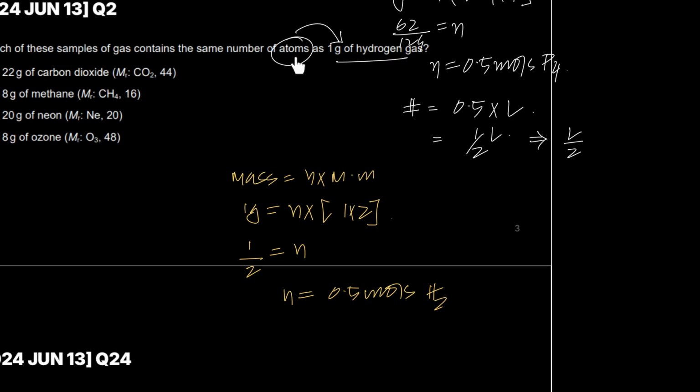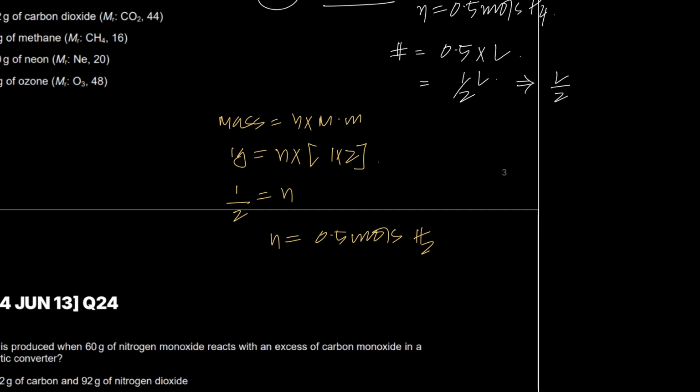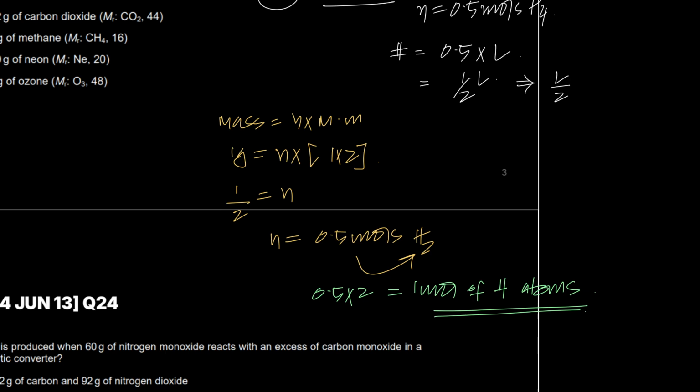Do I need the moles of hydrogen gas, the moles of molecules? If I multiplied this with the Avogadro's constant, I would get the number of hydrogen molecules. I don't need molecules. I need atoms. So first convert these moles of molecules into the moles of atoms: 0.5 times 2. And so I effectively have 1 mole of hydrogen atoms, which is 6.022 into 10 to the power 23 atoms of hydrogen.